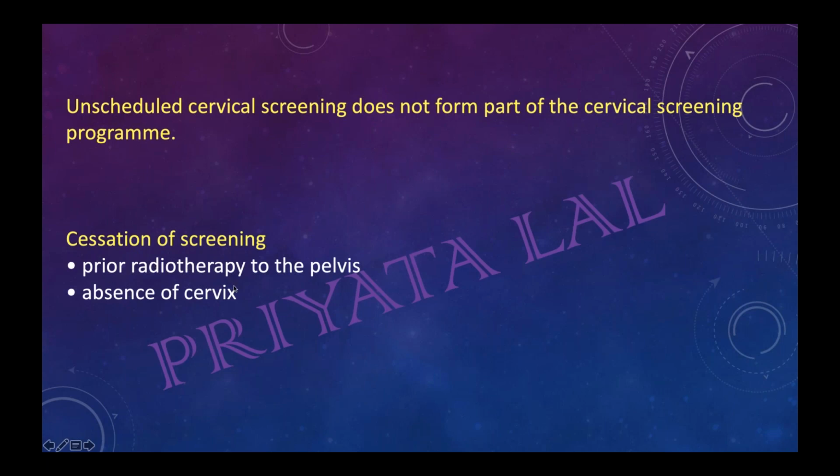Now, these are the situations when cessation of screening has to be done. If the patient has received radiotherapy to the pelvis, in that situation there will be no screening. Why? Because there will be no changes on the transformation zone. And if the cervix is not there, then in that situation also there will be no screening. Okay, so these are the same things that are written in the guideline. I'm not adding anything because we are doing only guideline discussion.